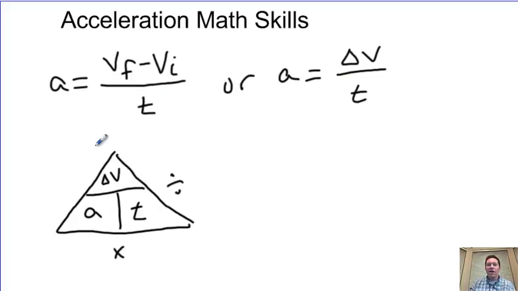If you like the triangle on the velocity problems, you can use that with the acceleration problems as well. The only trick is delta v is what you're going to have in the top of the triangle, so you won't have the final velocity or initial velocity there. So the same thing applies though. I would cover up whatever variable I'm asked to find, and then I would do the math as it's given.